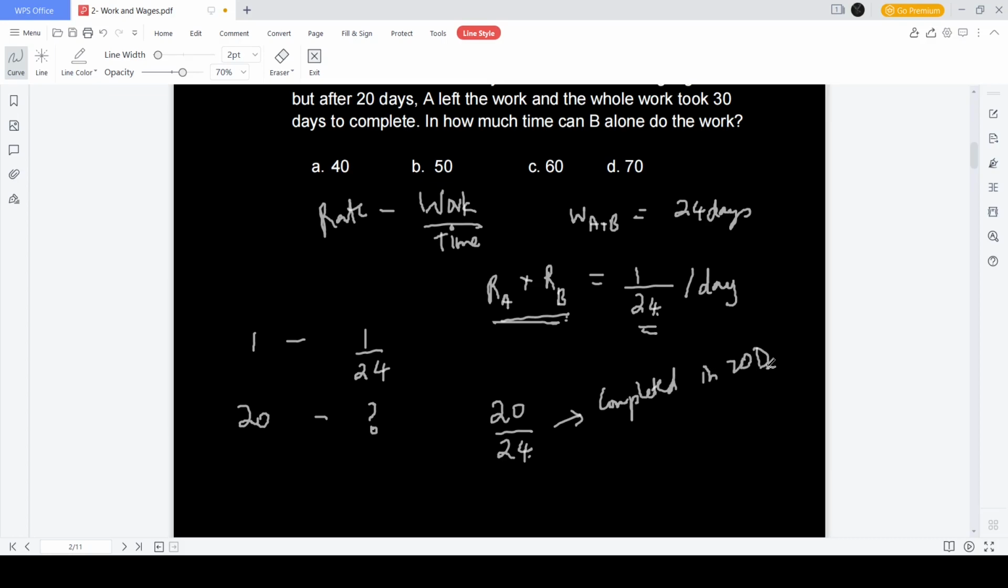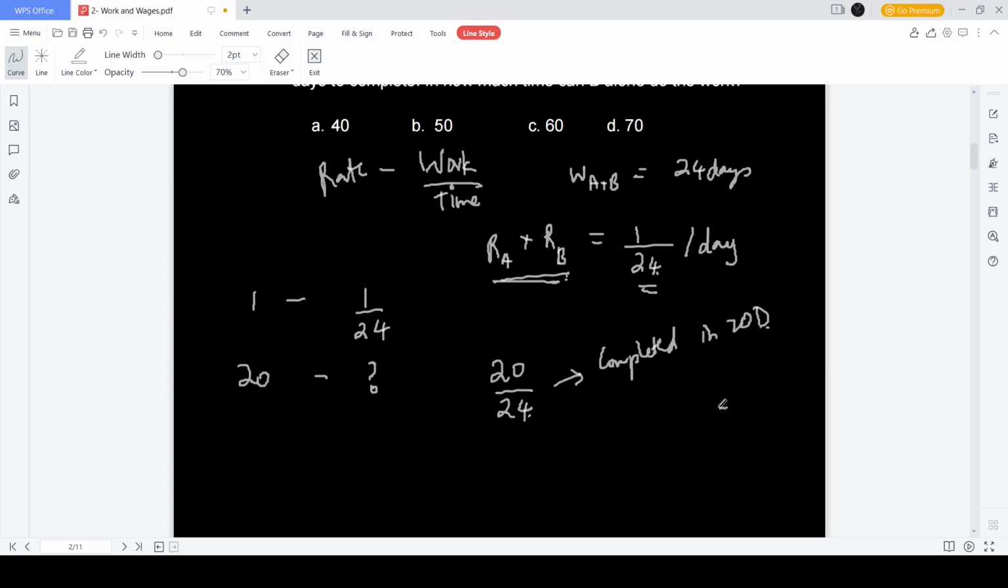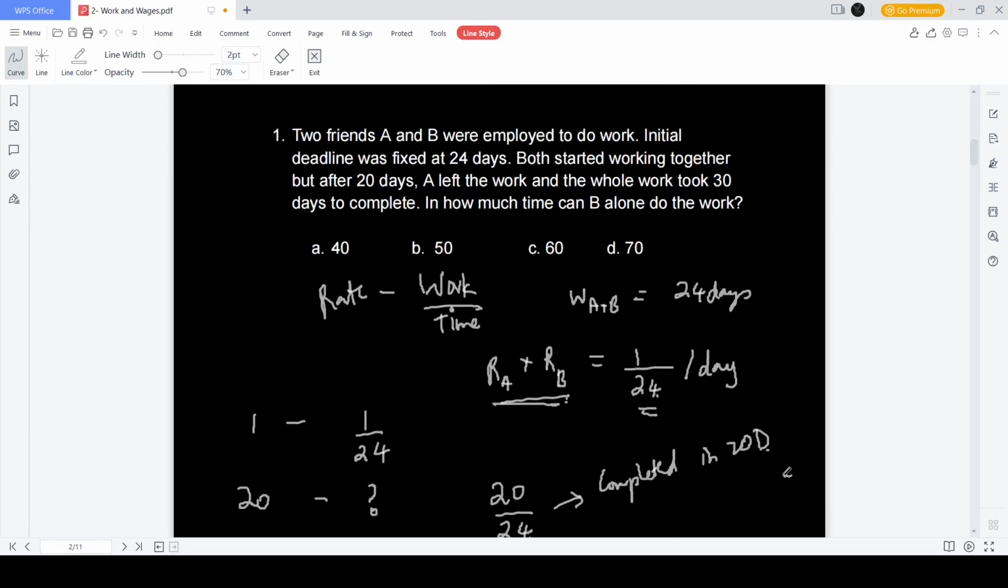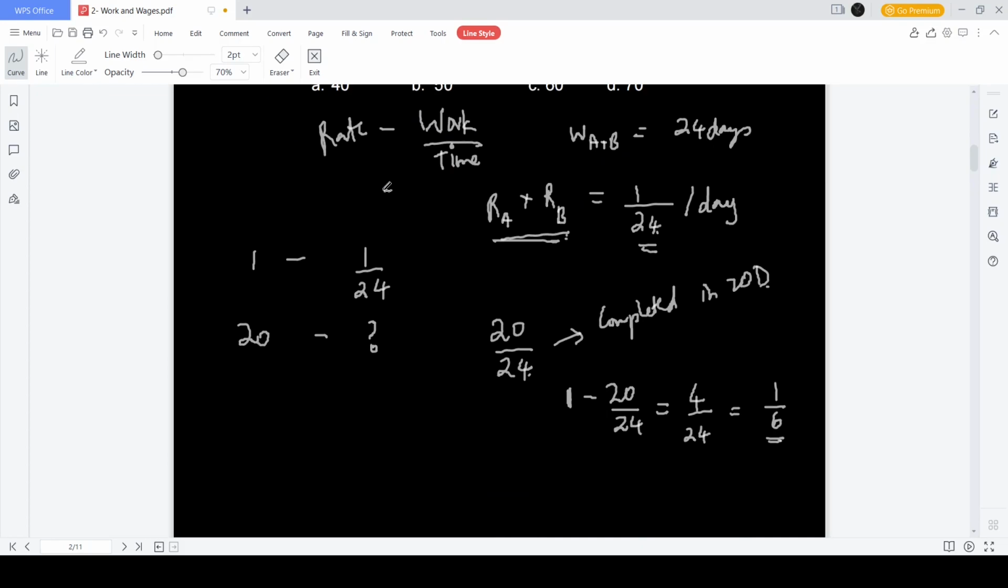After this, we have to find out how much work is left. The work left is 1 always, because we are considering the work as 1. That is one job they have to do. So it is 1 minus 20 by 24th of the work done, which is 4 by 24. So this is nothing but 1 by 6 of the work still left. B working alone takes 30 minus 20 days to complete, correct? Because after 20 days he starts working alone. So it takes him 10 days to complete 1/6 of the work.